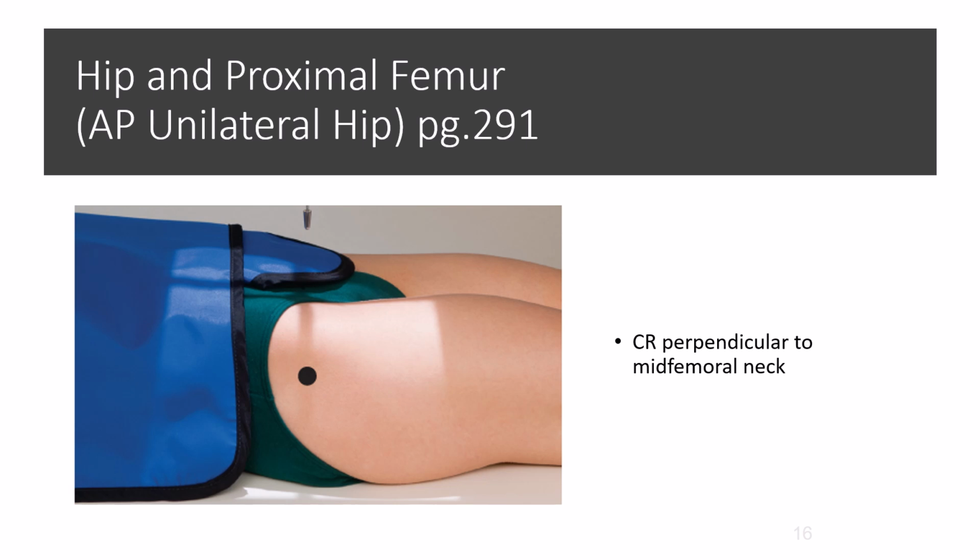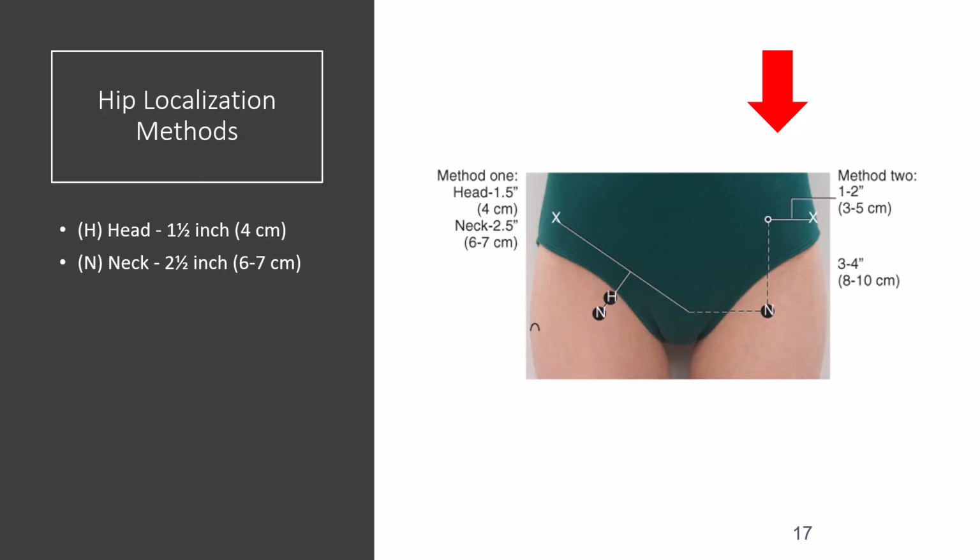Okay, now how do we find the femoral neck? So we're going to move away from this image just so you know. The femoral neck is found, there's two ways to locate this, and this is actually on page 275. So the first way we do not do this. We literally go by this method here, method 2. So they tell you in method 2, you find the ASIS. So this X is on the ASIS, and you're going 1 to 2 inches medial, and then 3 to 4 inches down from the ASIS.